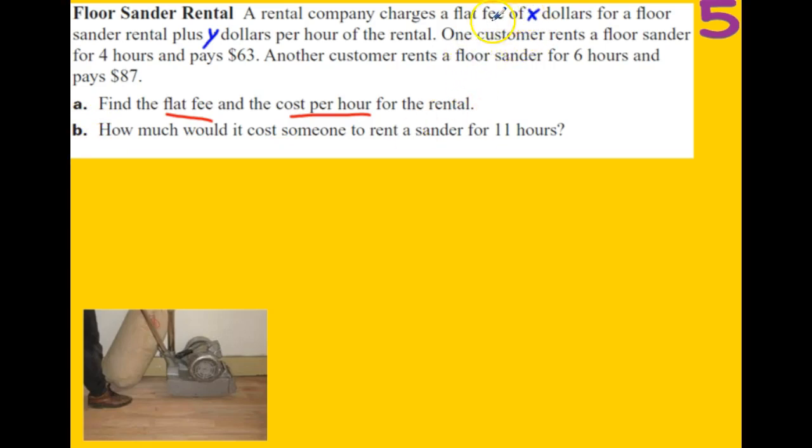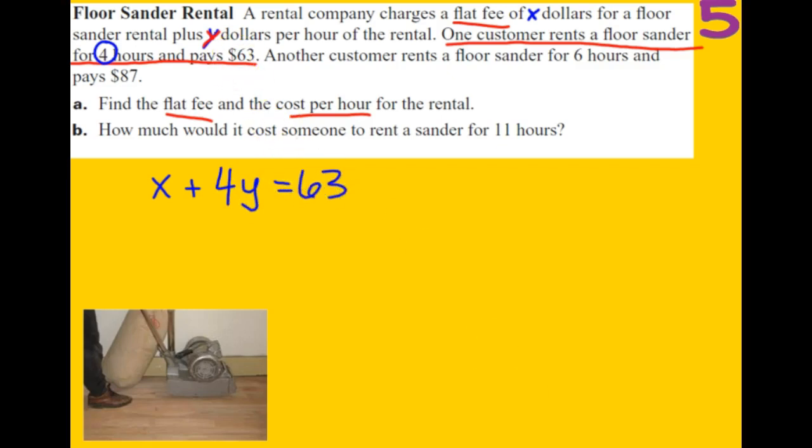Both customers have to pay this flat fee, but they're also paying a certain number of dollars per hour. The first customer, one customer, rents a floor sander for 4 hours and pays $63. Well, we know that customer has to pay the flat fee, X, plus Y number of dollars every hour. Well, they're renting this one for 4 hours, so 4 times the cost to rent it. And they pay a total of $63.